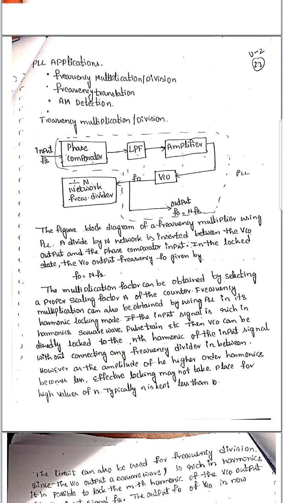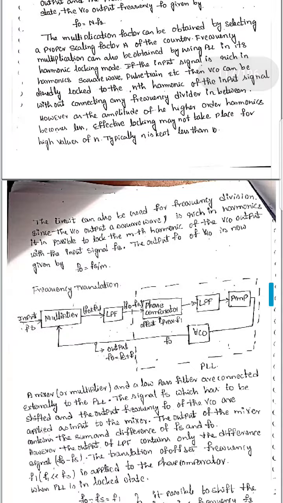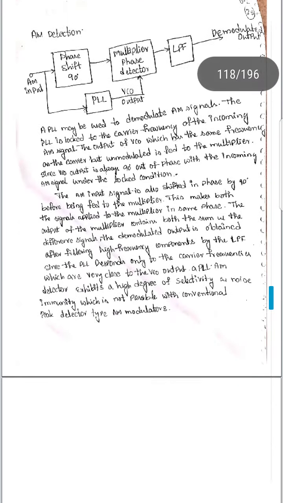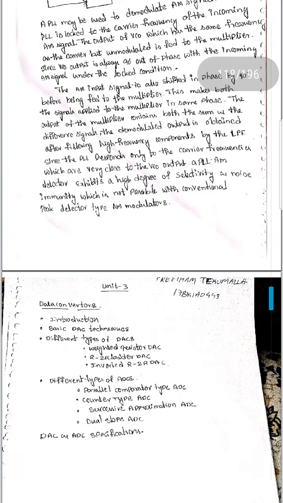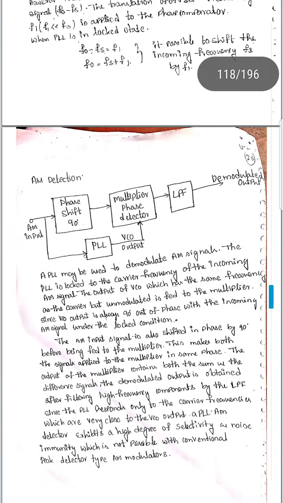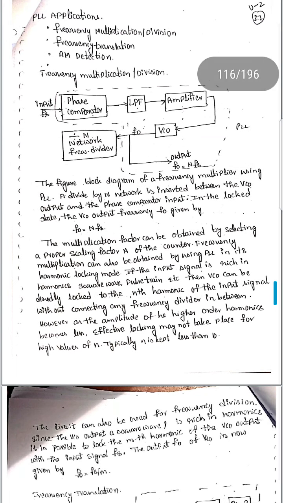PLL applications. In these PLL applications, frequency multiplication or division. Here we have the same phase comparator, LPF amplifier, VCO, and then the divide by N network frequency divider circuit. In the block diagram of a frequency multiplier using PLL, a divide by N network is inserted between the VCO output and the phase comparator input.